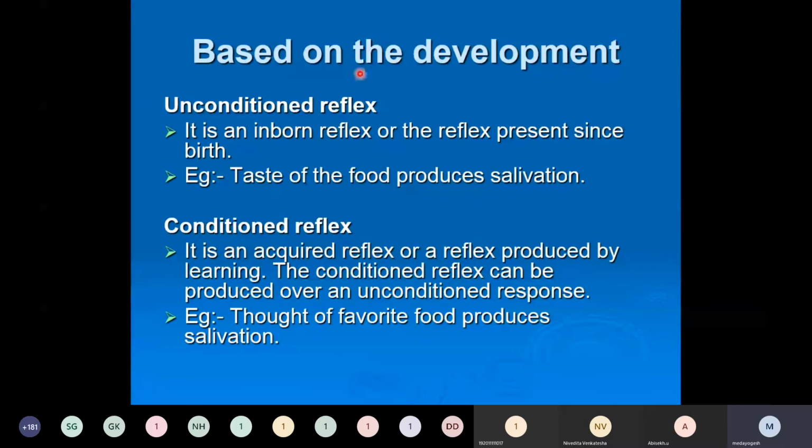Based on development, the next classification has two types of reflexes: the unconditioned reflex and the conditioned reflex. Let us learn a little bit about these two. Unconditioned reflex, what is this? This is a reflex present from birth. It's an inborn reflex present since birth.